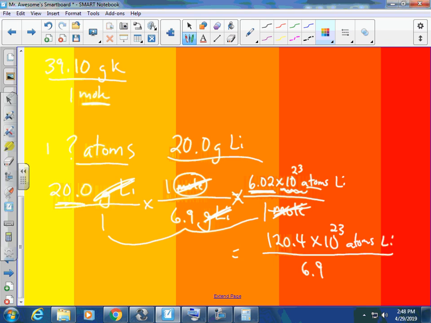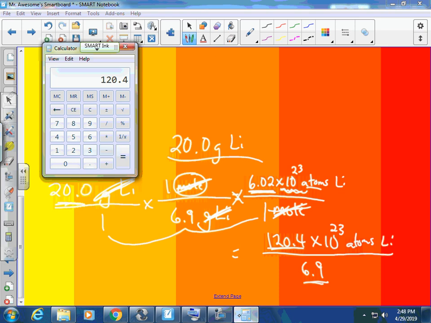All right. Now we have a division problem. Same thing, I'm going to take my normal number on the bottom, and I'm going to use this normal part of the scientific notation. I'm going to take 120.4, and I'm going to divide by 6.9. My answer comes out to be 17.45.